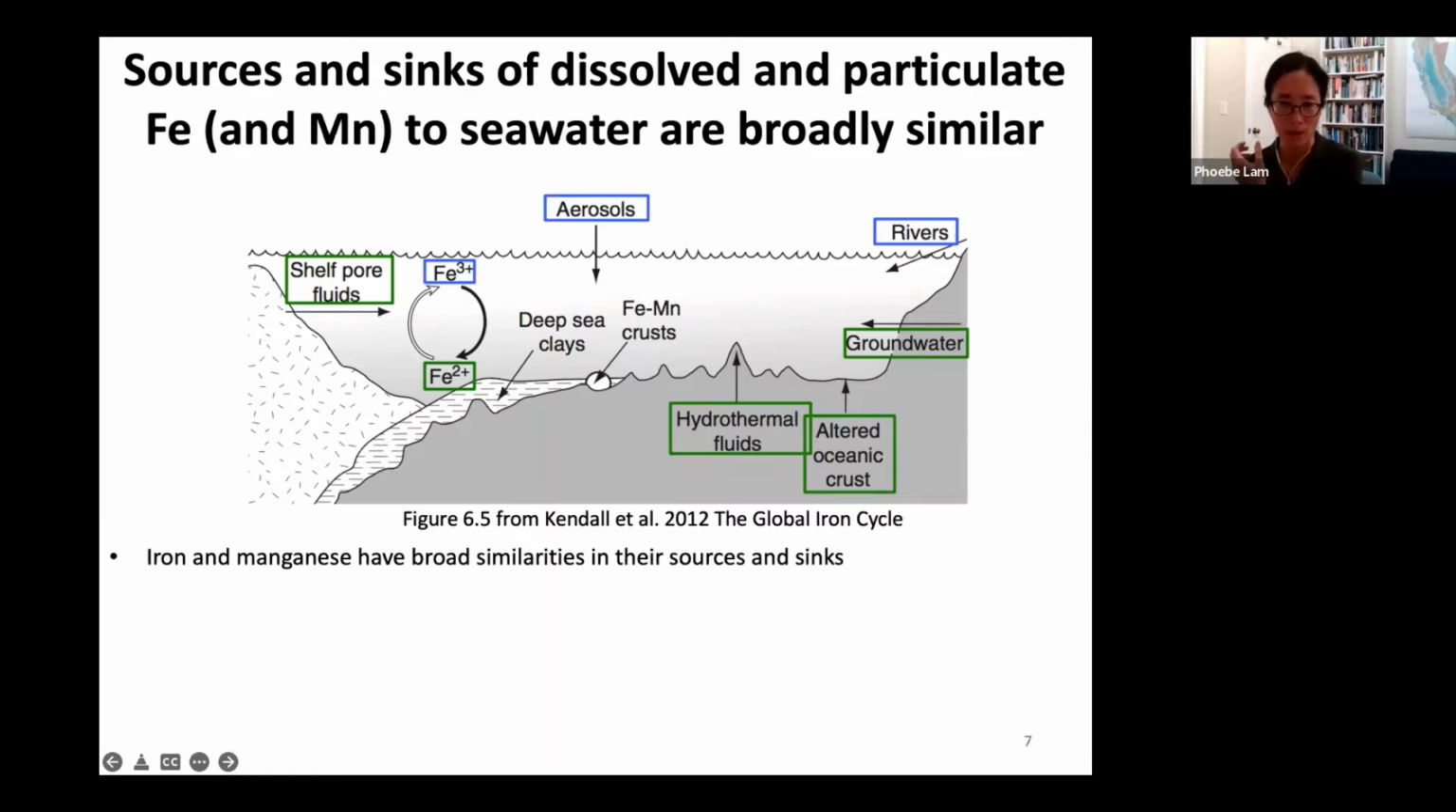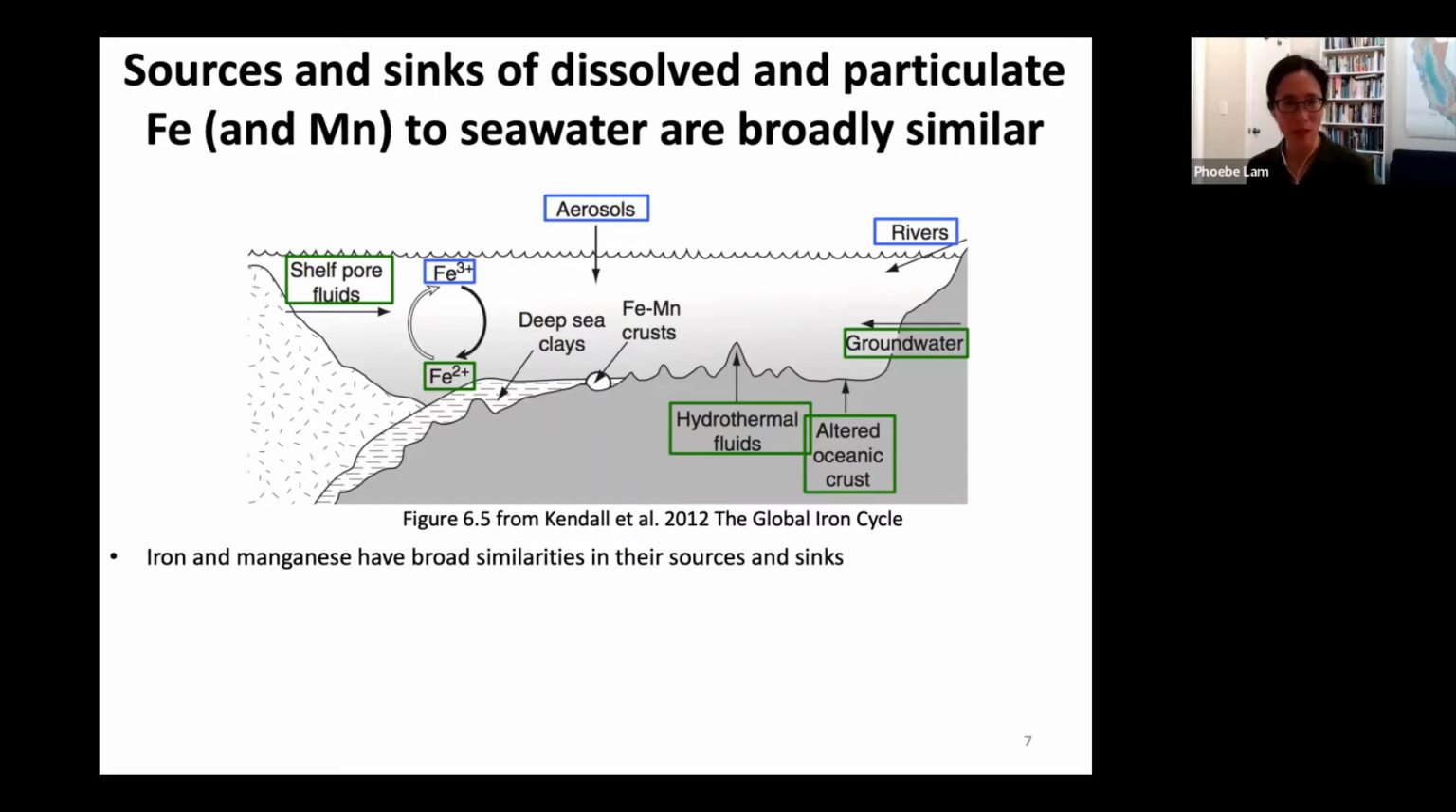But you can have groundwater introduction that tends to bring in reduced forms. The altered oceanic crust tends to have reduced iron and manganese. Hydrothermal fluids will also bring in reduced iron and manganese. Shelf pore fluids from sediments will also bring in reduced iron and manganese. And then you could have redox cycles. This particular diagram was made for iron, but there is also a redox cycling of manganese. So they have these broad similarities, and we can think of them similarly.